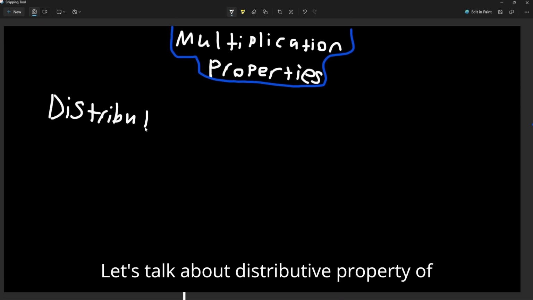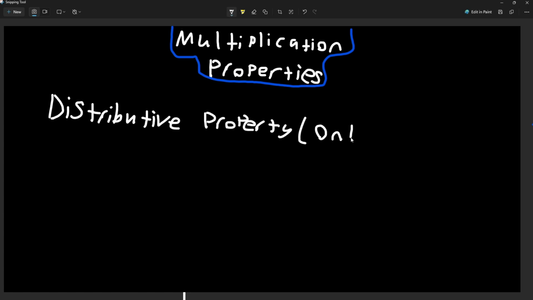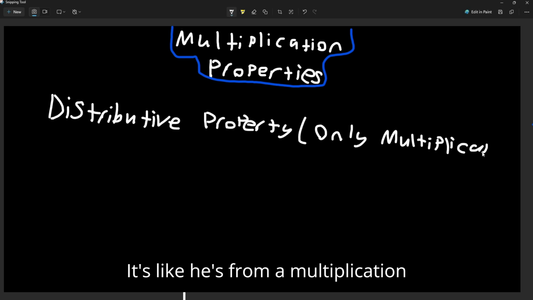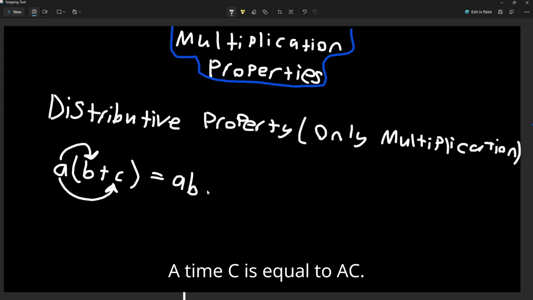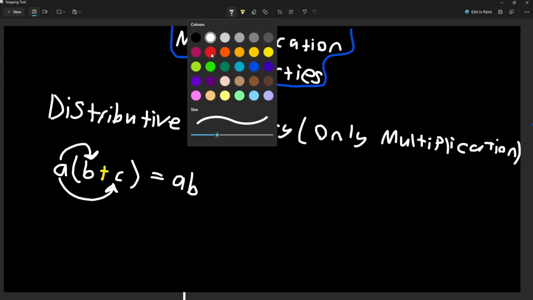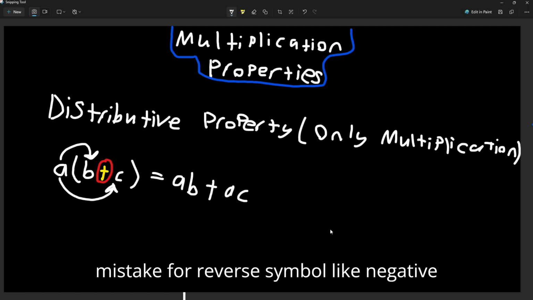Let's talk about the distributive property of multiplication, which doesn't exist in the addition property, only in the multiplication version. It's like he's from a multiplication property country. A times b is ab. A times c is equal to ac. Make sure to check if it's a positive or negative symbol. A lot of students make mistakes reversing symbols like negative and positive.